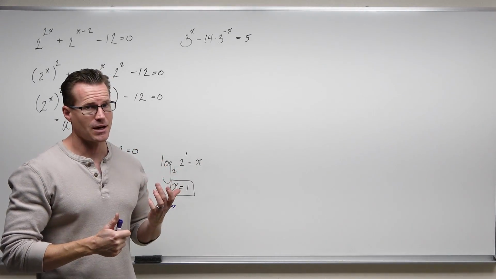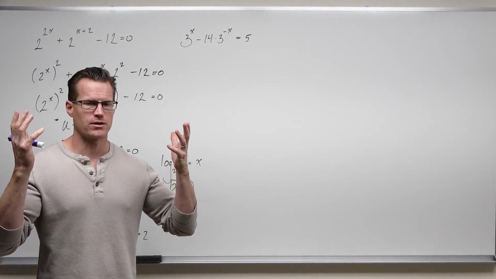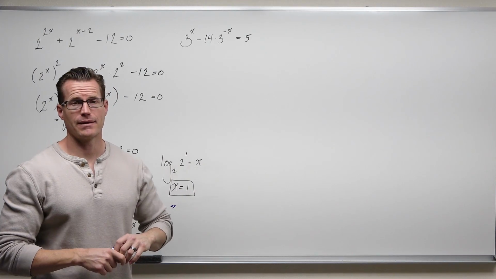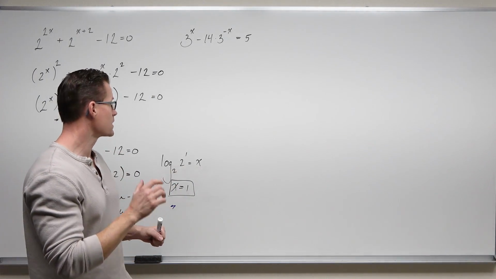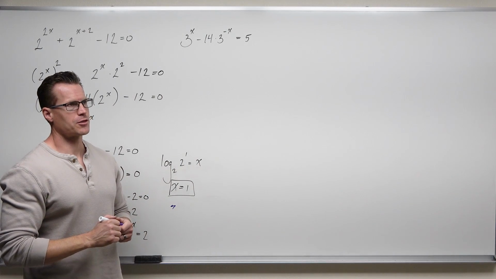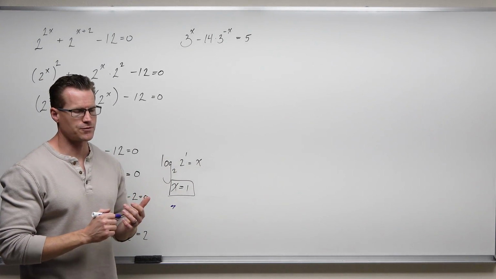So sometimes these negative exponents just go, what? And I'm stuck, and I don't know what to do. And I wanted to show how to do that, and that you can get one solution out of these. At least this one does. So let's take a look at that. 3 to the x minus 14 times 3 to the negative x equals 5.